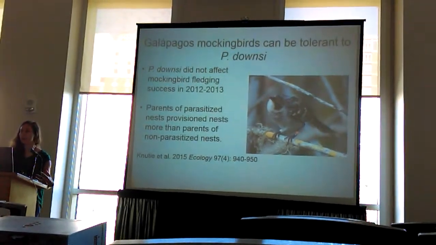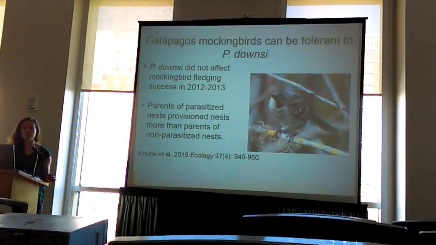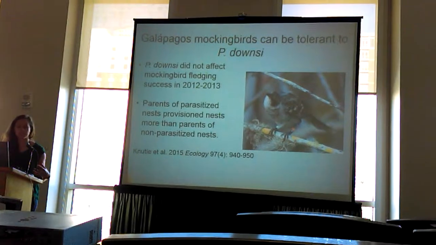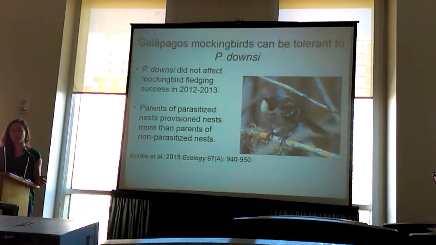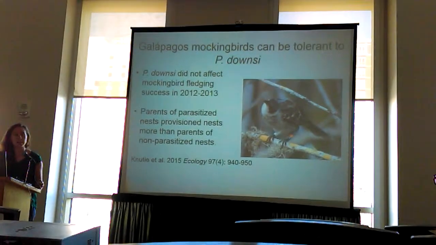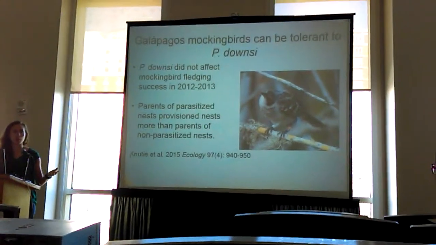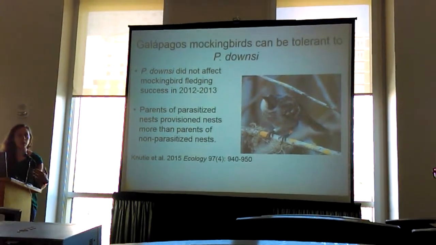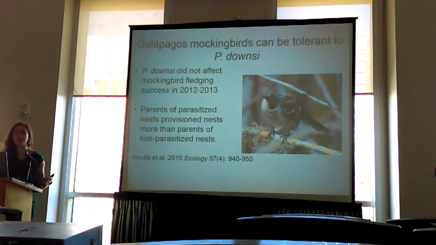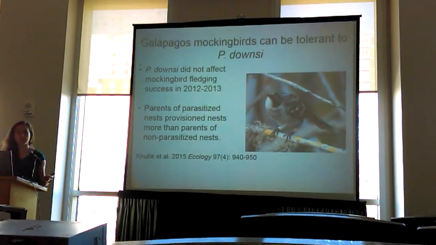And we think that mockingbirds were tolerant to this parasite because even though nestlings were heavily infested with the fly, they were able to survive. And we think the mechanism of tolerance was that parents of parasitized nests fed their nestlings more than parents of non-parasitized nests. So potentially increased provisioning allowed parasitized nestlings to recover from the energy lost to the parasite.